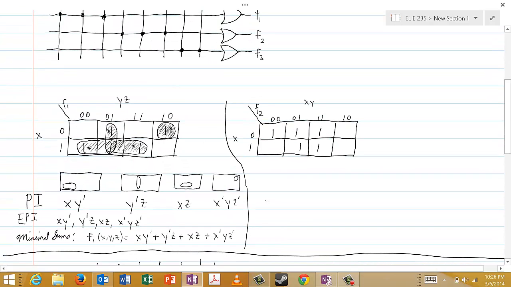So for F2, for the prime implicants, we have no rectangular groupings of 8 one cells, but we do have a rectangular grouping of 4 one cells right here.